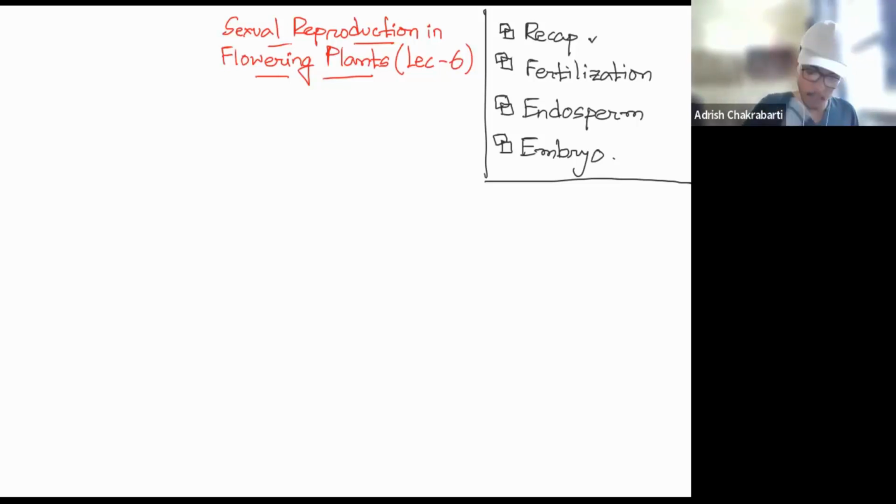Next we'll proceed to fertilization, the double fertilization. Then we'll move on to the post-fertilization changes. We'll study the endosperm and the embryo as much as possible. The next lecture, lecture 7, is going to be the last lecture for this chapter. I will complete any part of the embryo that is remaining, and then we will study the seed and complete with apomixis and polyembryony.